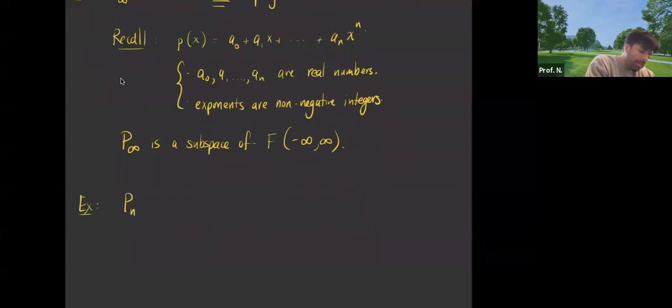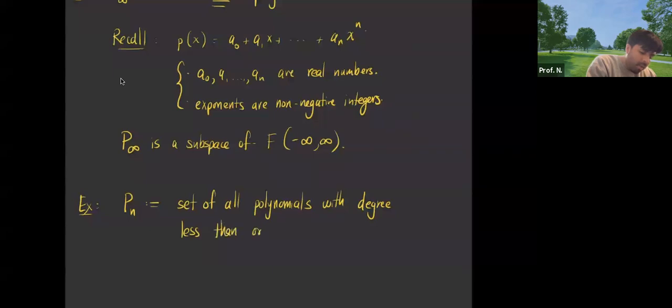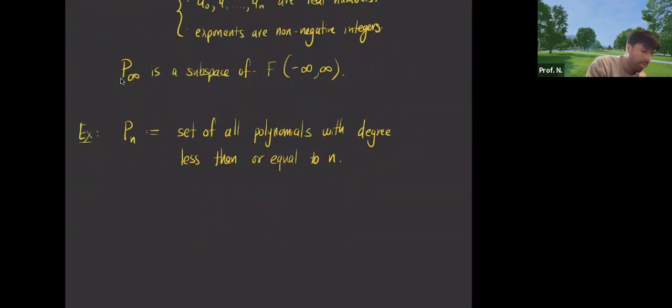We can get Pn. Pn is the set of all polynomials with degree less than or equal to n. So that's also a subspace. Pn is also a subspace of F.